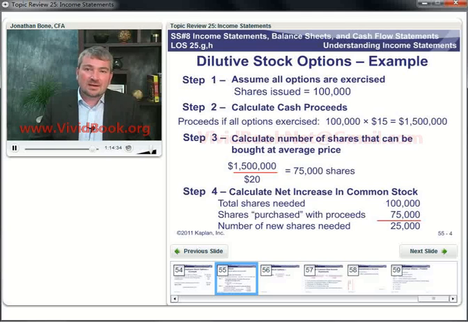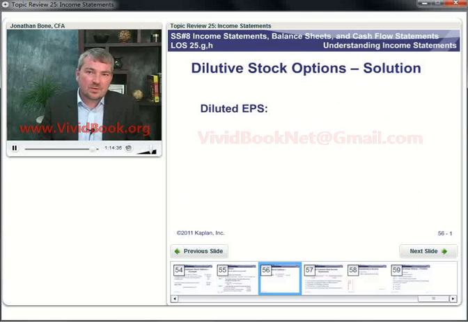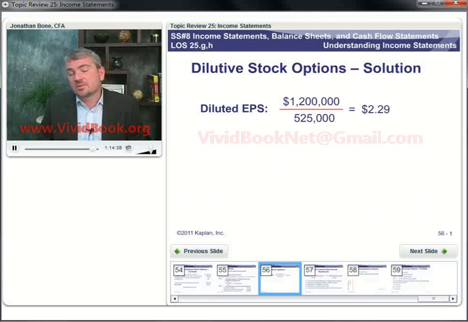Of course, our diluted EPS, no impact on the numerator. The profits attributable to common stockholders, they're not affected, so that's 1.2 million. On the denominator, we're going to take our weighted average number of shares, 500,000, plus the diluted element of 25,000, and we've got a diluted EPS here of 2.29.